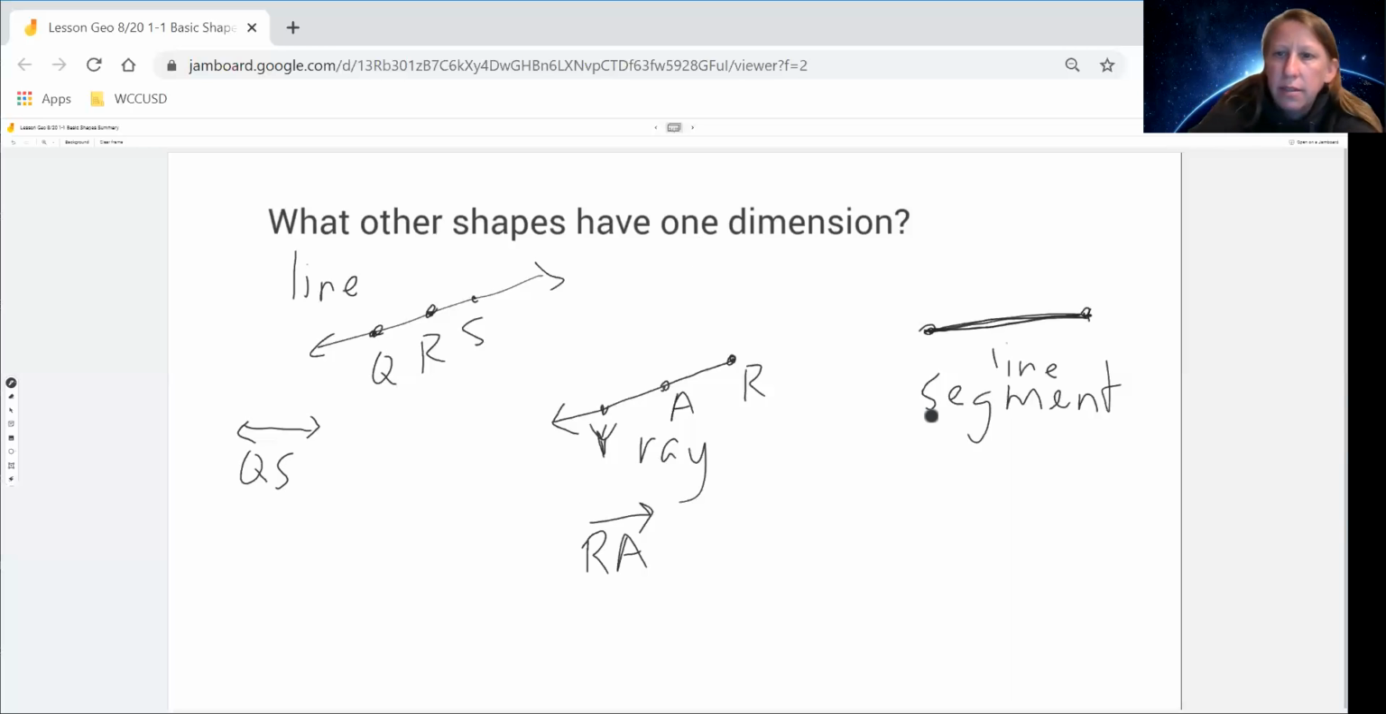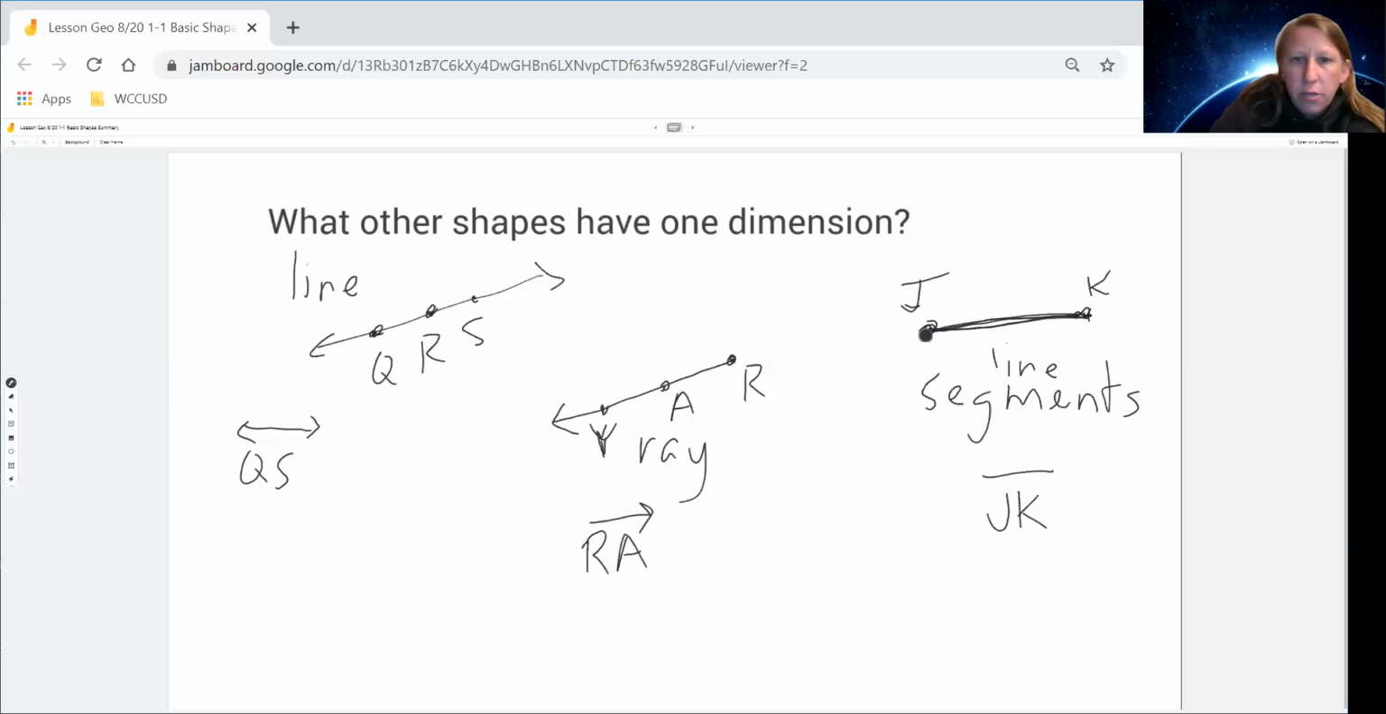Line segments. How do we name those? Those are pretty straightforward to name. We need to know where they start and where they end. So we'll call this J, K. J and K are the names of the points at the ends of the line segment. So the line segment is called line segment JK.